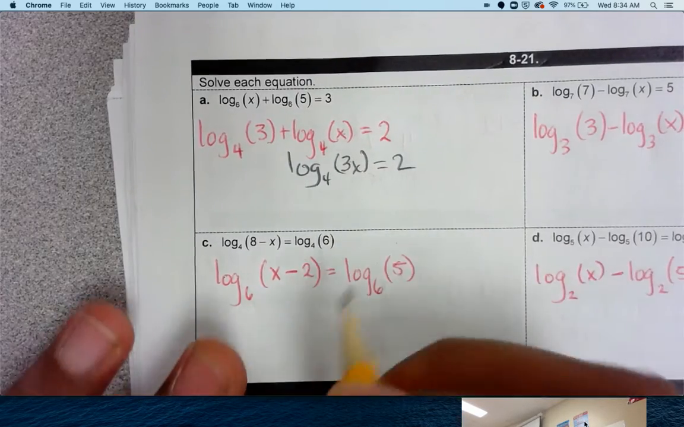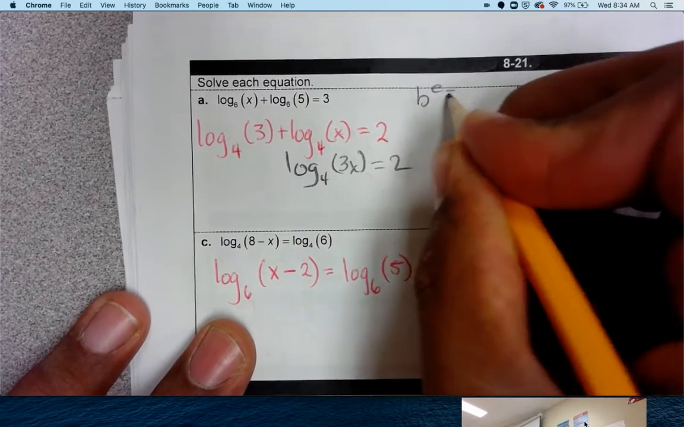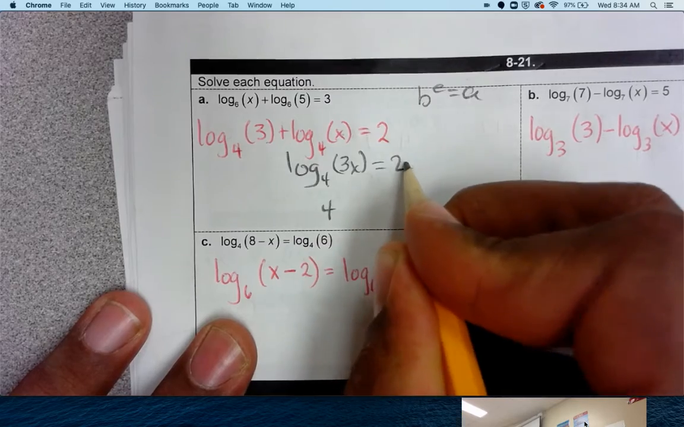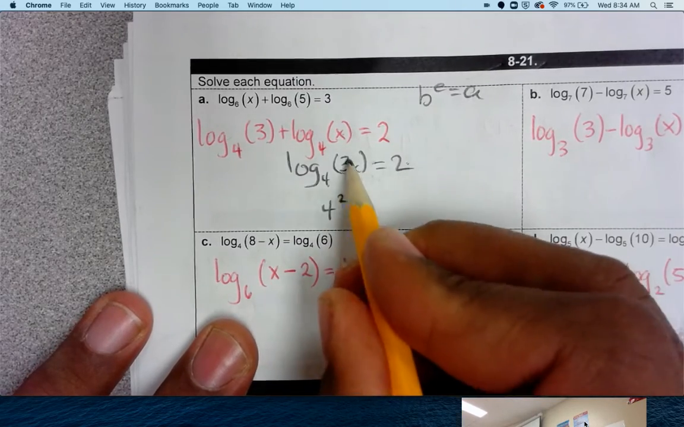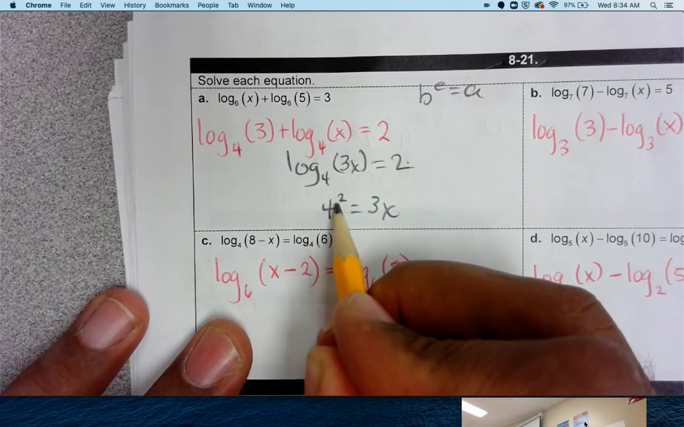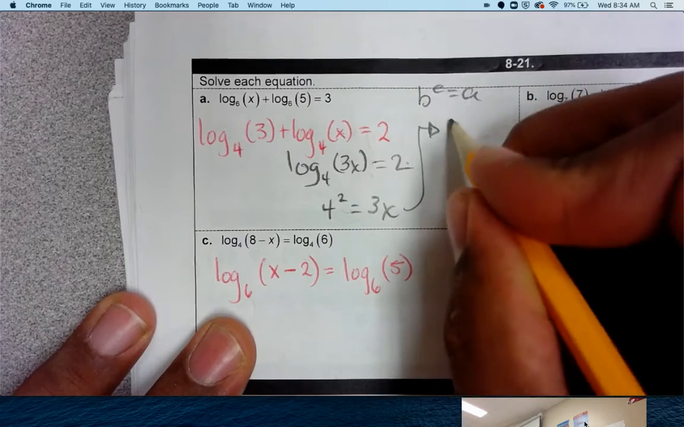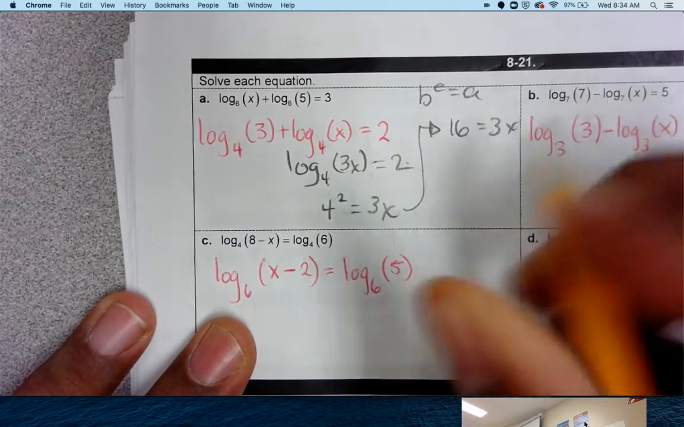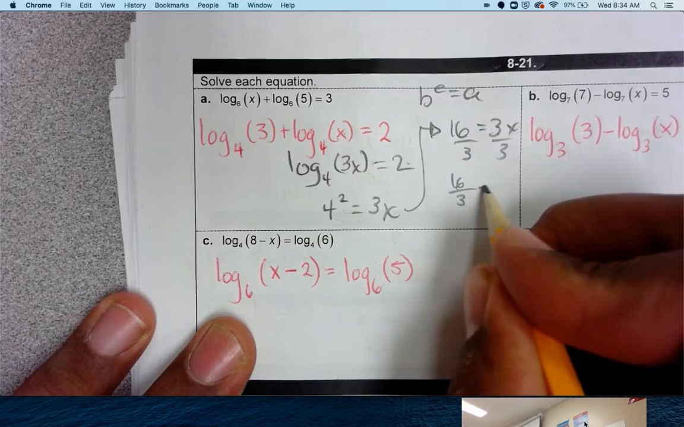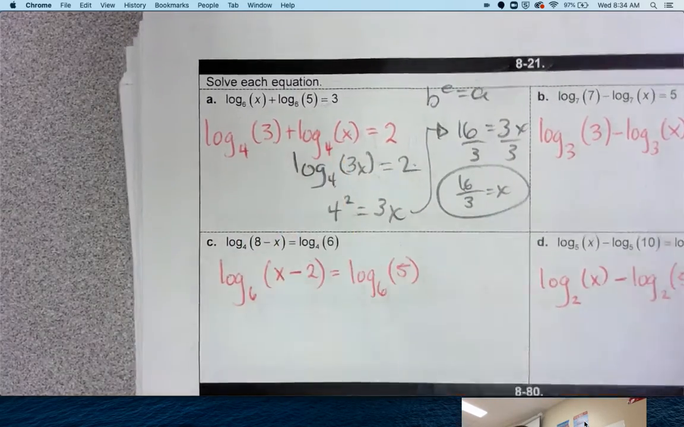And now what I'm going to do is just put this in exponential form. So we're going to put it in this form, b to the e equals a. So base 4 to the e, which is the 2, equals a, which is the 3x. And now what I want to do first is I want to simplify that 4 squared, which is 16 equals 3x, and then divide by 3, and it's 16 over 3. Okay, and then remember, that's your guys' problem, so don't copy mine.